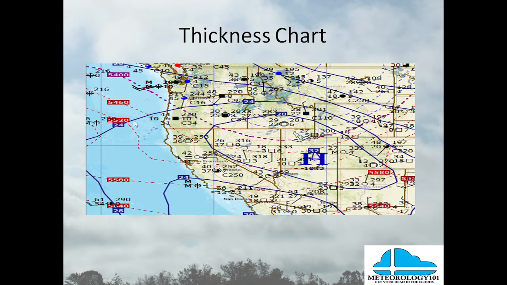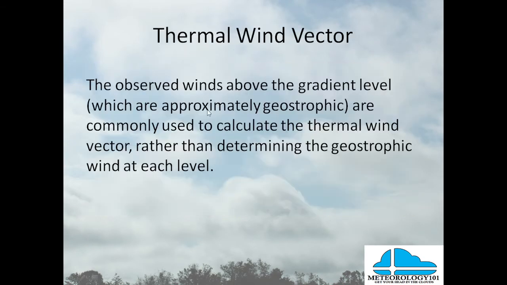All right, so the observed winds above the gradient level. Now the gradient level is pretty much, or approximately, geostrophic. Commonly used to calculate thermal wind vector rather than determining the geostrophic wind at each level. So you don't have to determine the geostrophic wind at each level, but the observed winds at the gradient level, that's approximately 1,000 millibars, right above any of the surface friction.